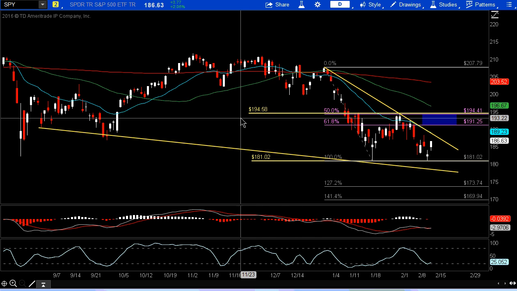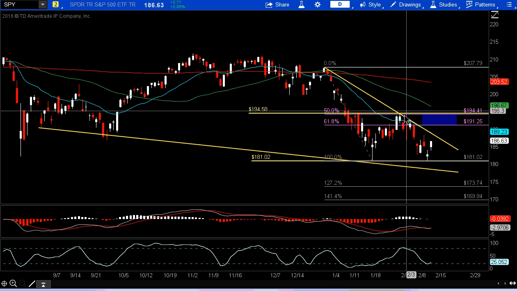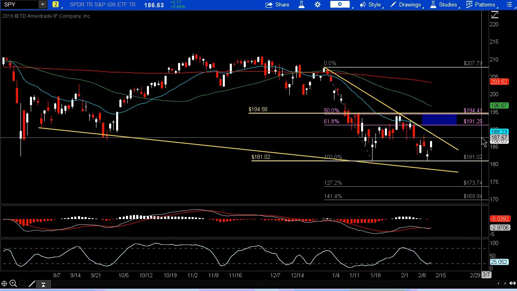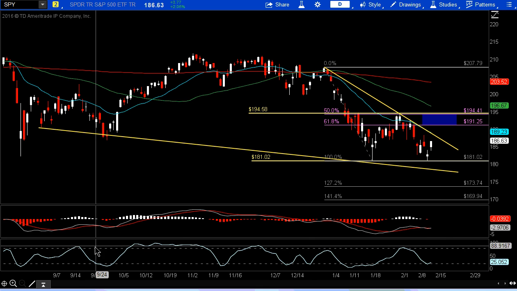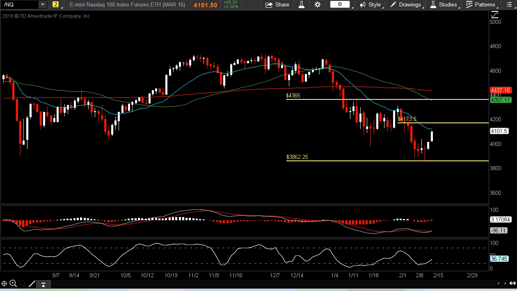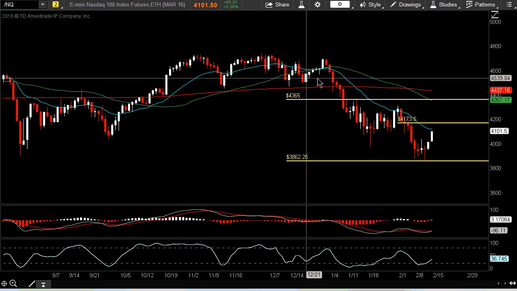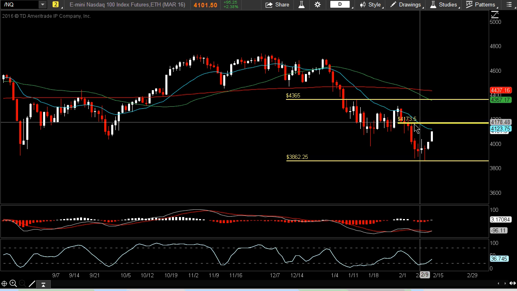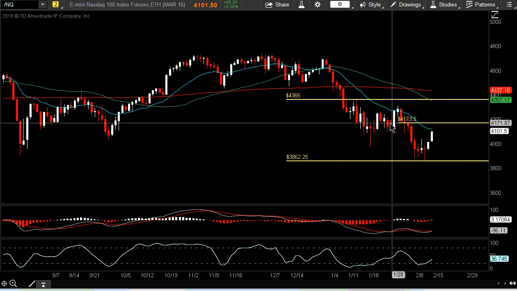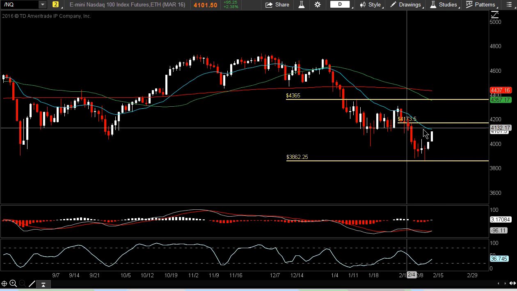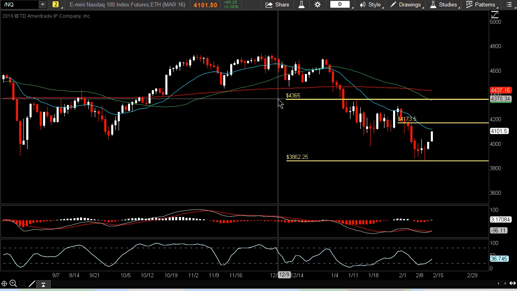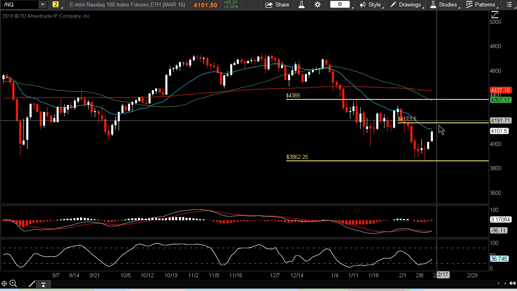Essentially, I'm looking for a target of 194.58, somewhere around this 194.40 area. Okay, and then let's take a look at the NQ, which is the mini for the QQQ, the Nasdaq 100, and essentially we are looking for a near-term target of 4173.50, up at this level here. If we could break through this level, then I'm looking at the 4365.